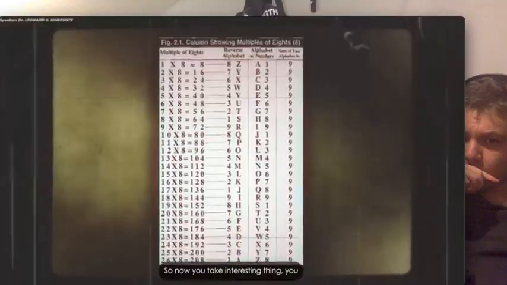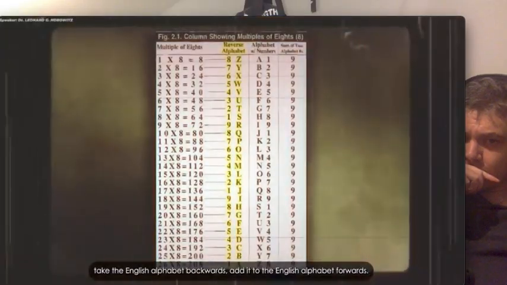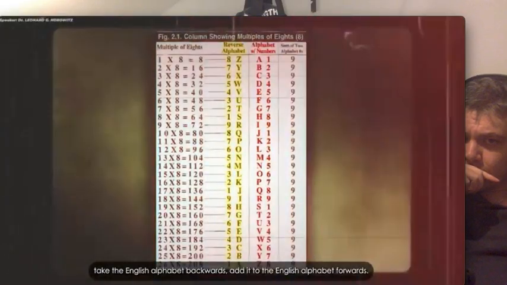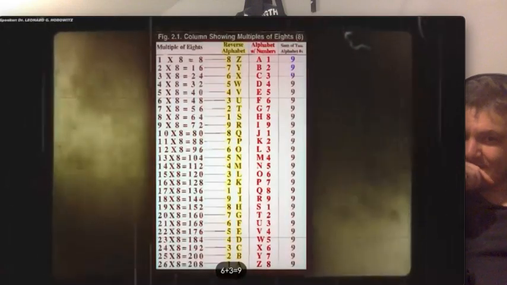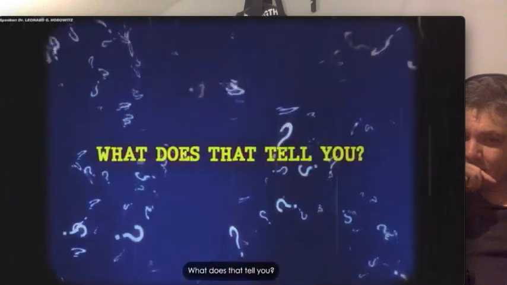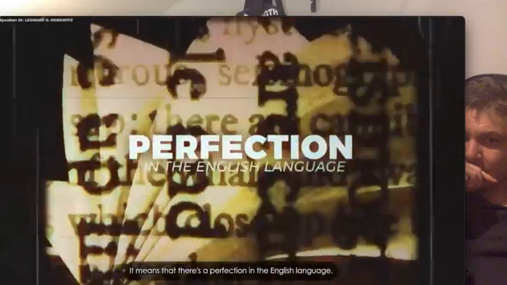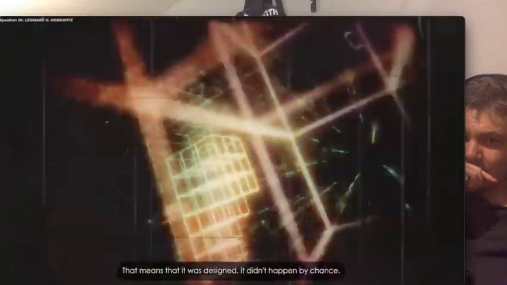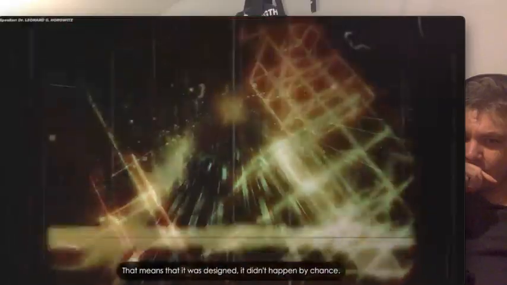So now, interesting thing, you take the English alphabet backwards, add it to the English alphabet forwards. 8 plus 1 is 9, 7 plus 2 is 9, 6 plus 3 is 9, 5 plus 4 is 9. It's always 9. What does that tell you? It means that there's a perfection in the English language. That means that it was designed, it didn't happen by chance.